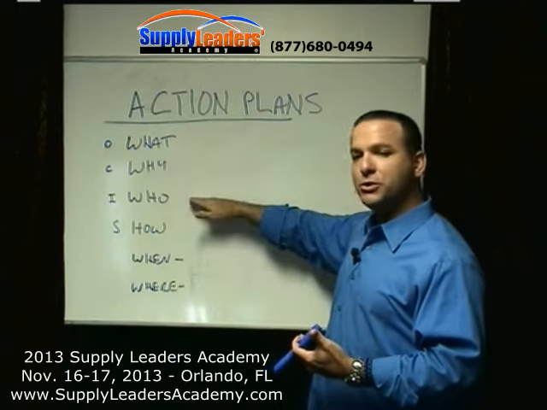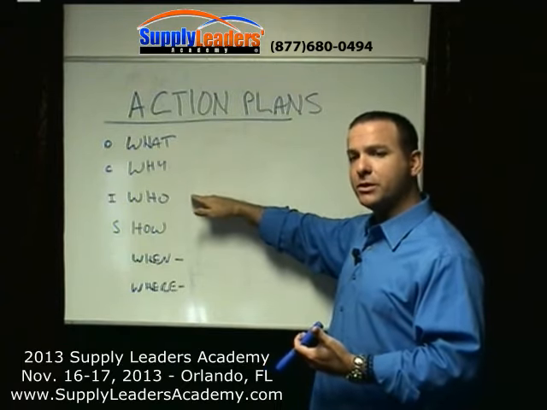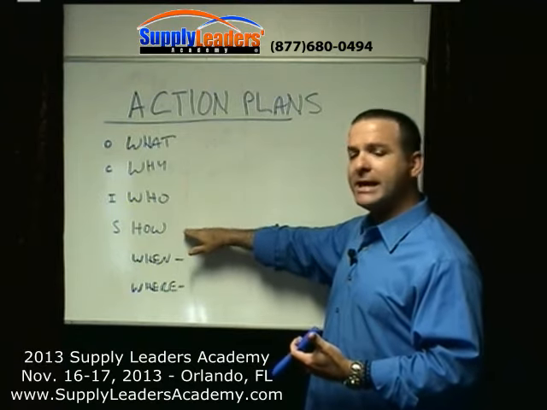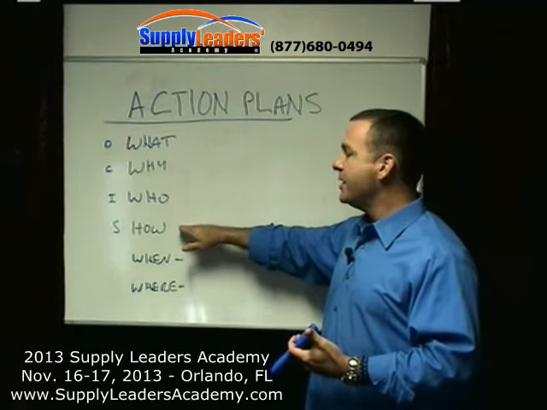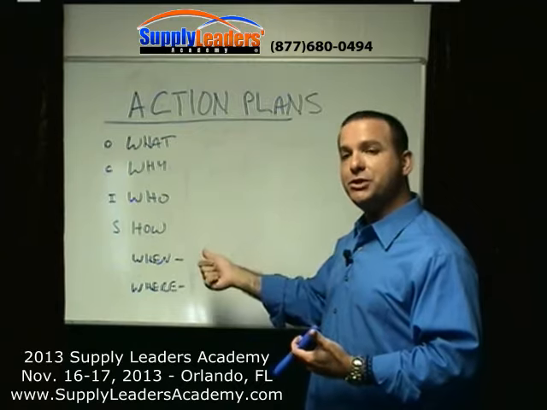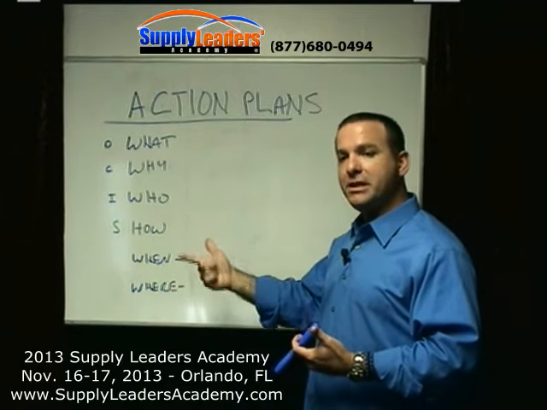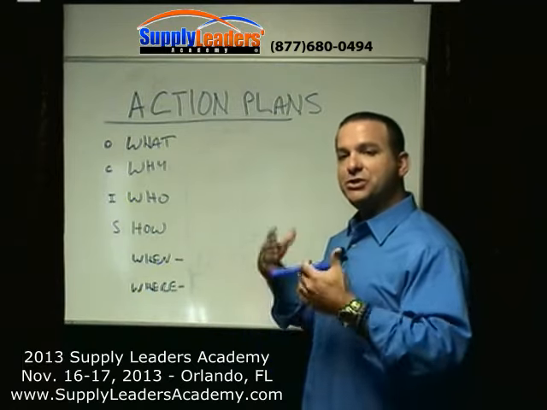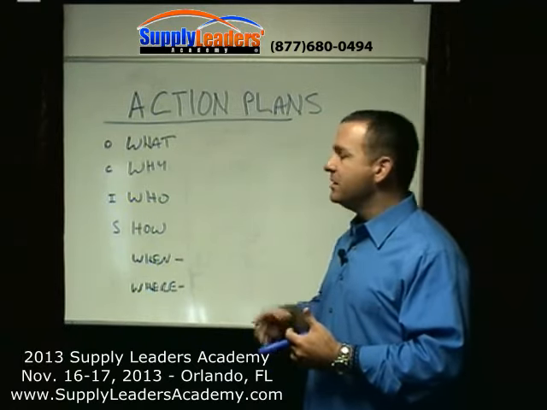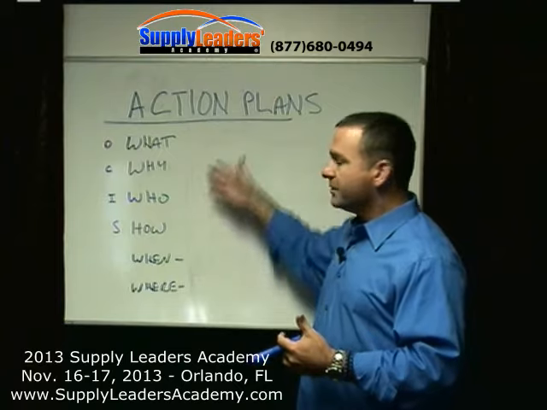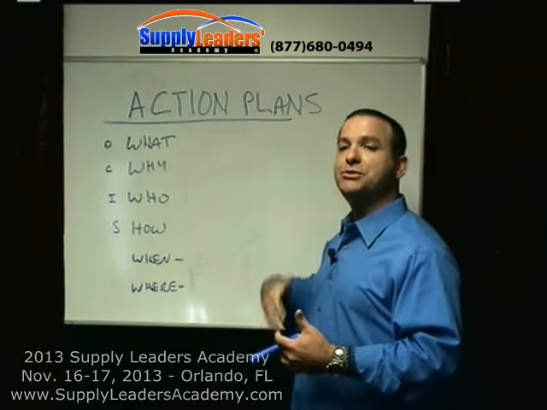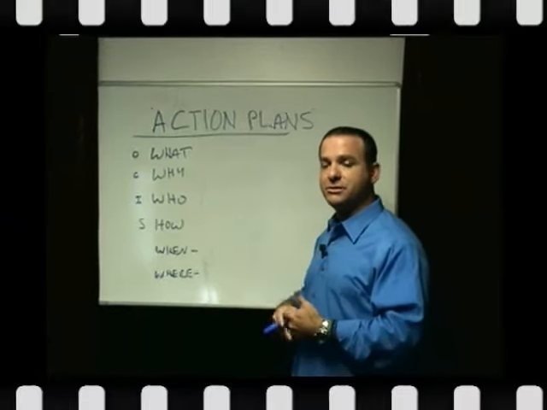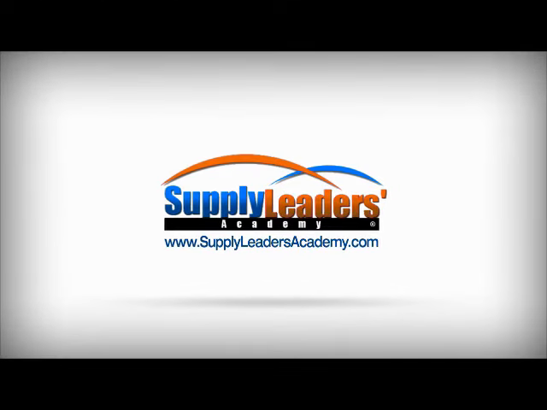The next piece is the who. Who's going to accomplish this? Who's going to work on this? Making sure you have the right person for the right job. And then how are you going to get it done? How are you going to get the things done? What resources do you need? Where do you need to be? When do you need to be there? All the steps required to achieve the result you're trying to achieve. And you put all this together into an action plan that enables you to accomplish the different things that you need to accomplish your goals and your objectives to achieve your strategy.